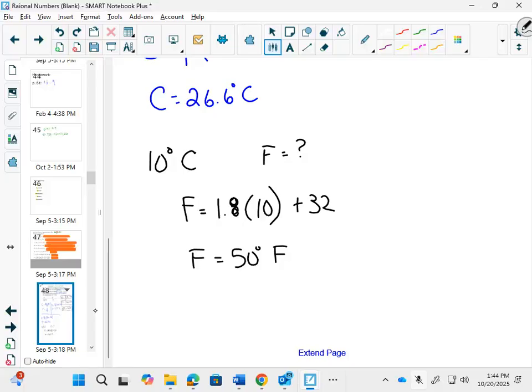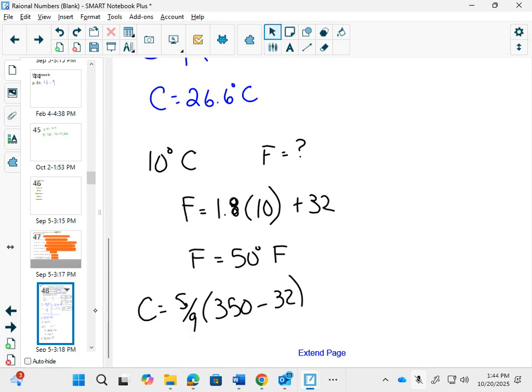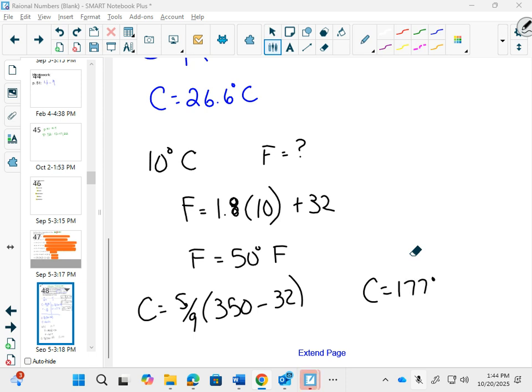350 Fahrenheit, Celsius would equal 5 over 9, 350 minus 32. I'm going to type that into my calculator. 176. 176, thank you. Or if you round it up to the nearest number, 177. Okay. So her recipe said 175 degrees Celsius.